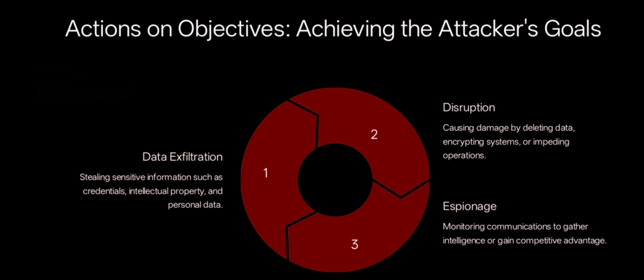9. Semiotics and communication theory. Seen as an act of communication. The payload is a signifier. The impacted system is the interpreter. The outcome is the semantic meaning, e.g., your data has been encrypted. Action on objectives is a symbolic act. The attack communicates a message, coercion, warning, demand, or simply power.